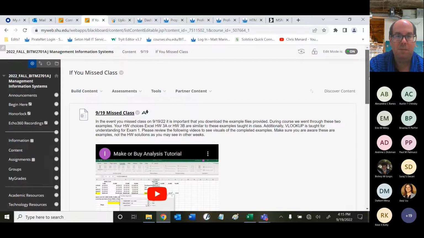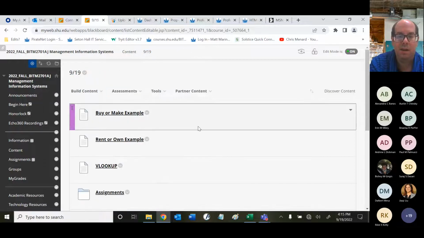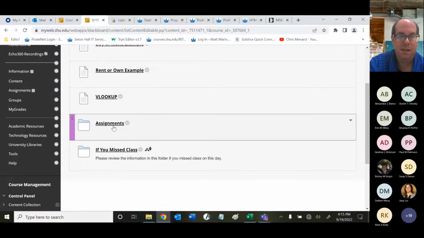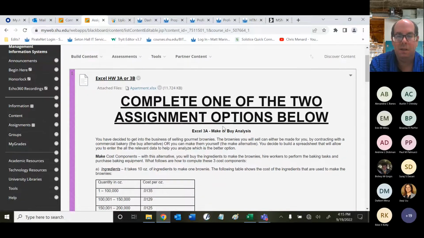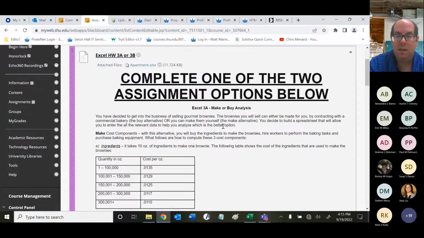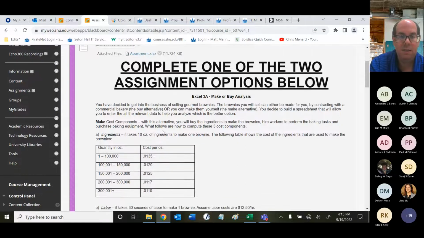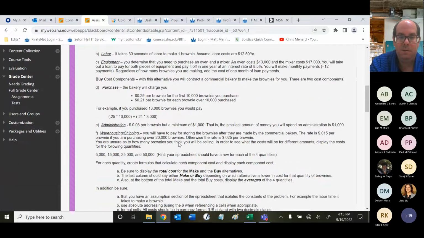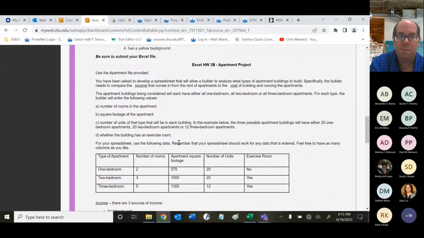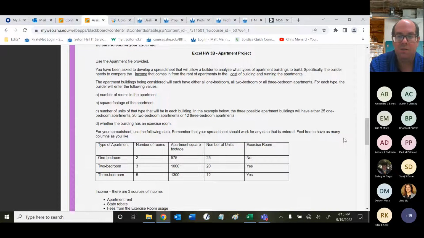All right, so before we check you out for the evening or week rather, same as the last 2 class sections, you have 2 options of homework to do. 3A is the make or buy analysis, basically the same thing as the muffins, but this time there's brownies. And you'd go through this paper and change all the assumptions in that file, or in the practice file.